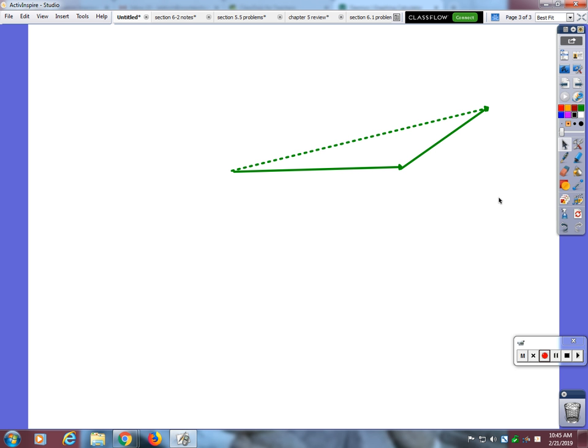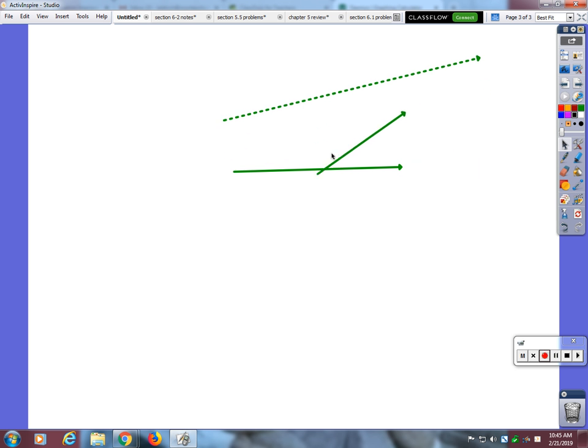But what you have to remember is the mistake that students make when doing this is you don't add vectors by going like that and then going from here to here. Okay? You go the tip of one to the tail of the other one, or the head of one to the tail of the other one.